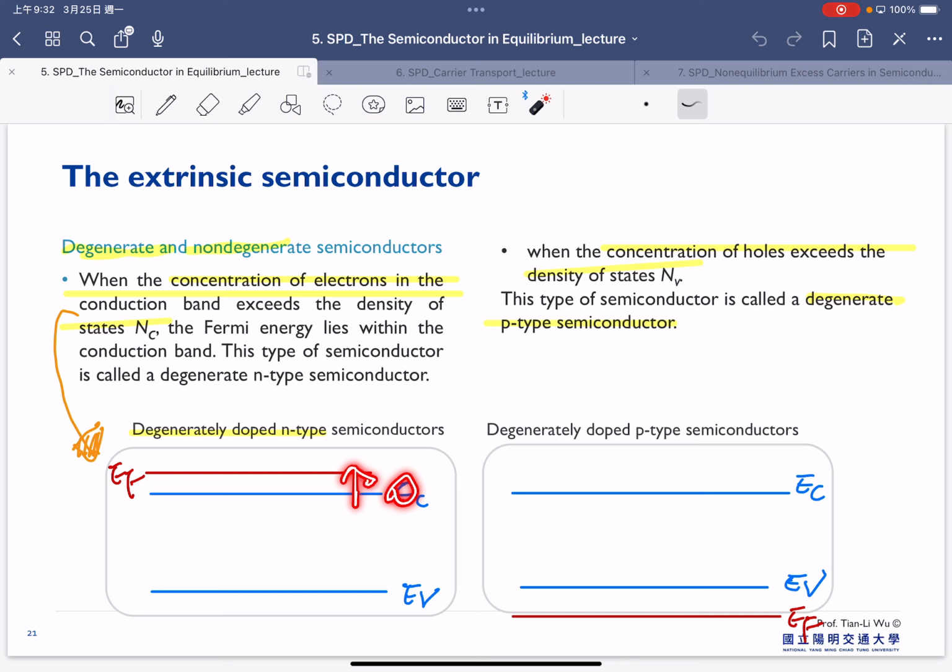Usually the Fermi energy will be in between, but right now we have the case that the Fermi energy is above the EC, and in this case we call it a degenerate N-type semiconductor. On the other hand, we can also have the case of the degenerate P-type semiconductor. In this case, our Fermi energy is below the EV, and that's what we call a degenerate P-type semiconductor.